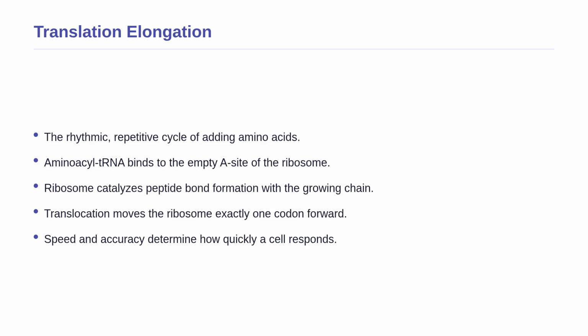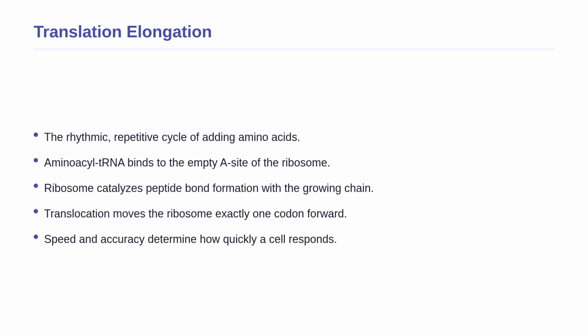First, a new transfer RNA carrying an amino acid binds to the empty A site of the ribosome. Second, the ribosome catalyzes the formation of a peptide bond, transferring the growing chain to the new amino acid. Third, a process called translocation pushes the ribosome exactly 1 codon forward along the messenger RNA, opening up the A site for the next incoming transfer RNA.